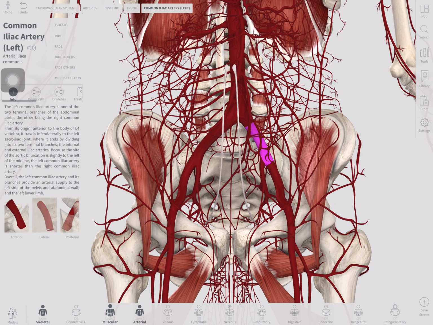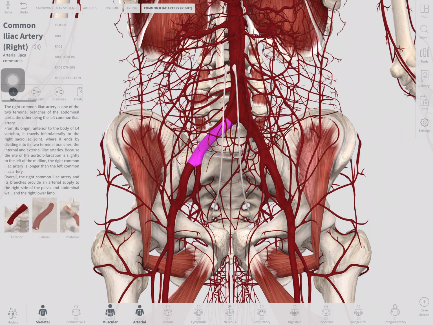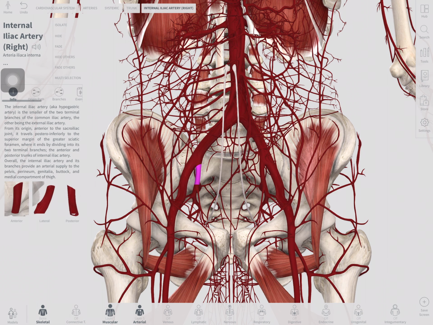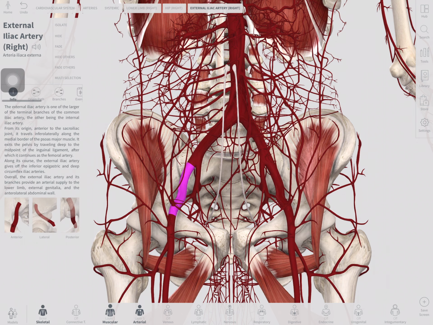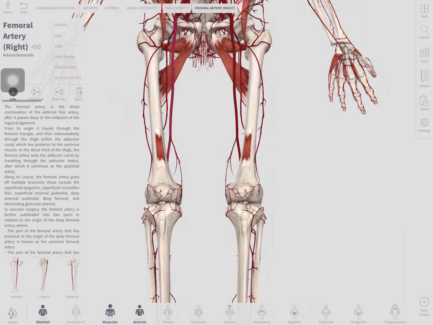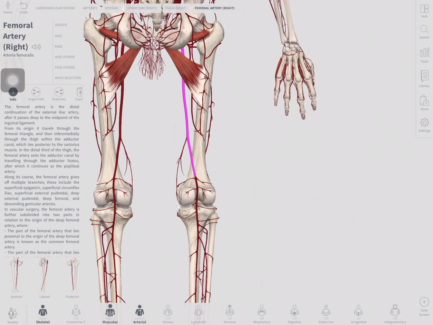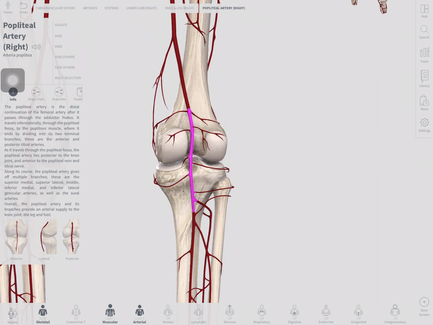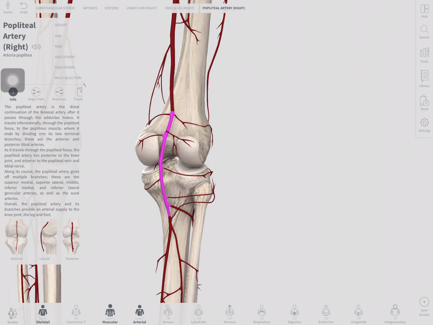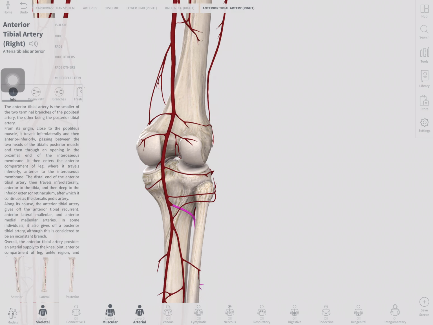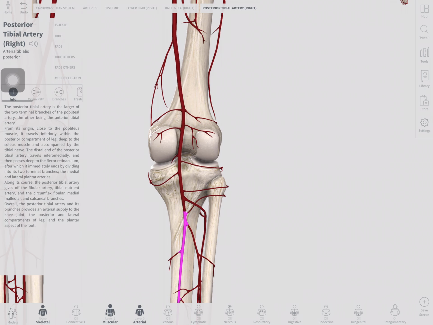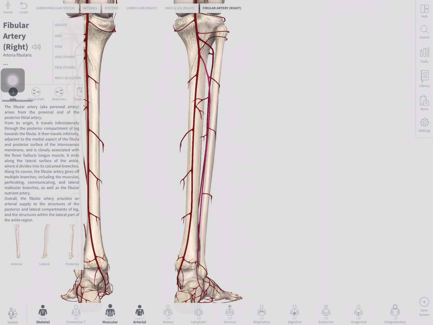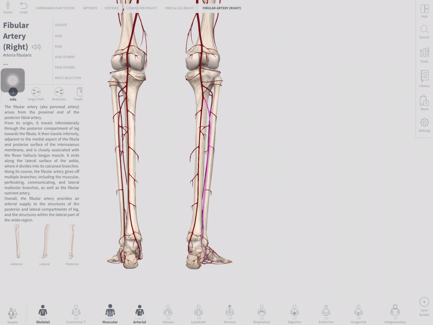This right common iliac artery divides into the internal iliac artery and the external iliac artery. The external iliac artery continues as the femoral artery, and at the level of the knee it changes its name to the popliteal artery, and thereby it divides into the anterior tibial and the posterior tibial. The posterior tibial gives another branch called the fibular artery, also called the common peroneal artery.